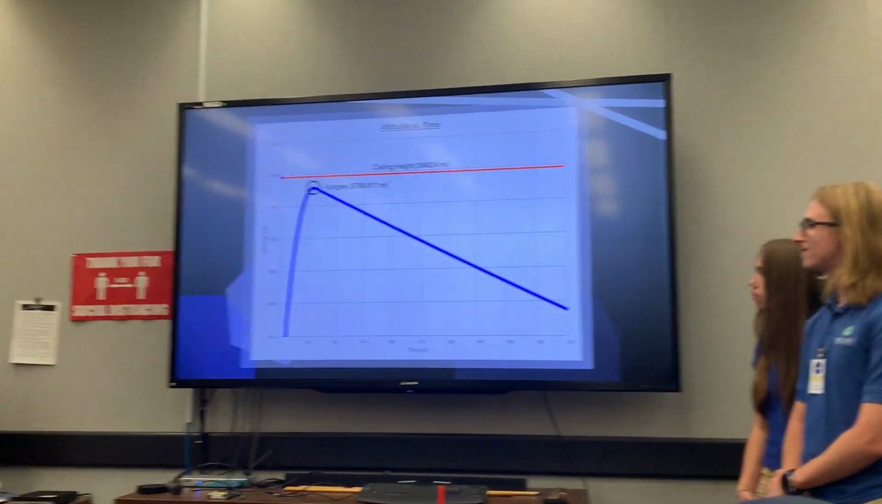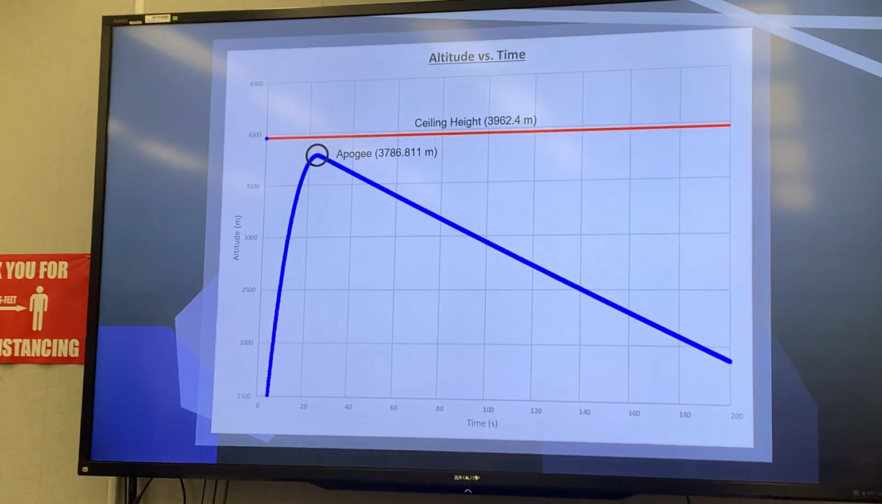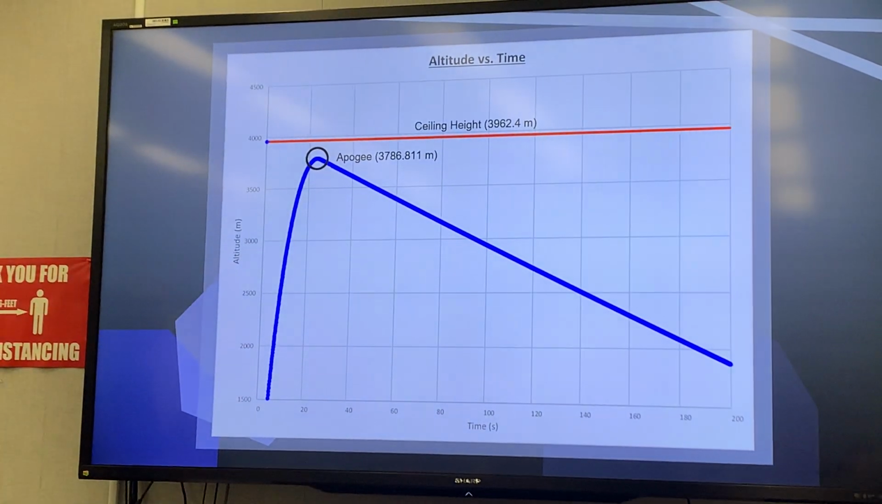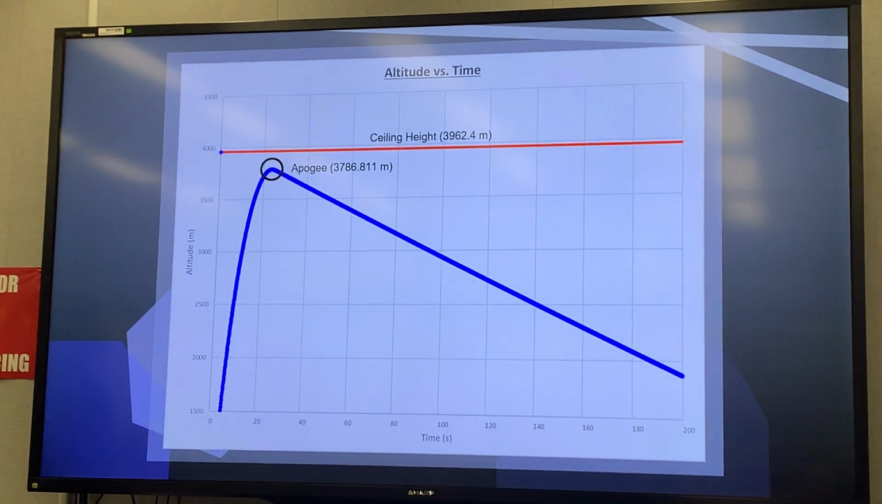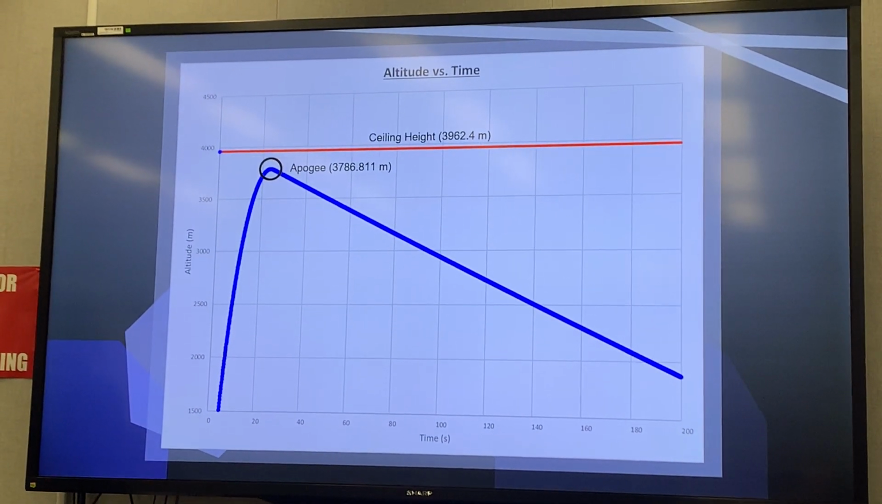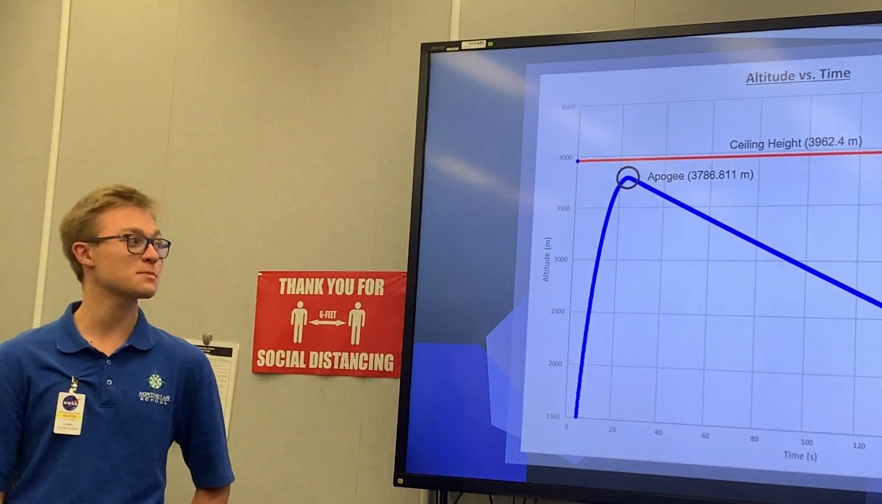Okay, so looking at the graphs for our simulation right here, first we showed the altitude and kind of just emphasizing that we are remaining under that stipulated ceiling height right there. And our apogee is around 200 meters below that ceiling height, so we still have a whole bunch of room should we decide to alter motors or change any aspect of our design in order to increase the margin of error that we have for Mach 1 speeds.